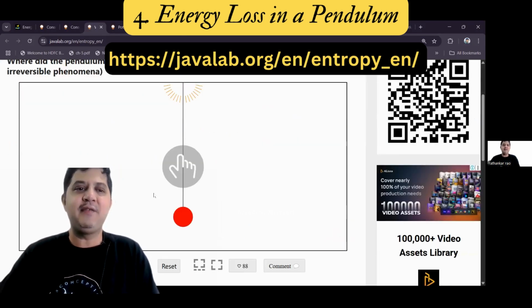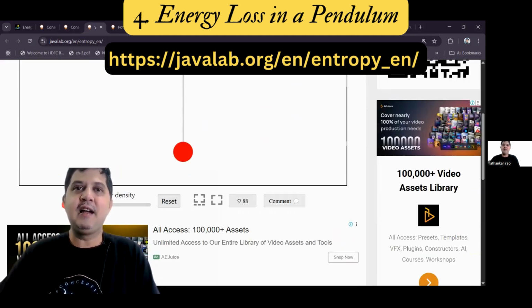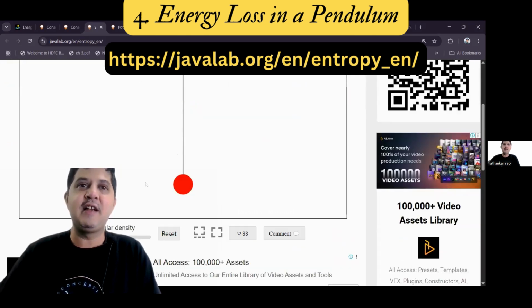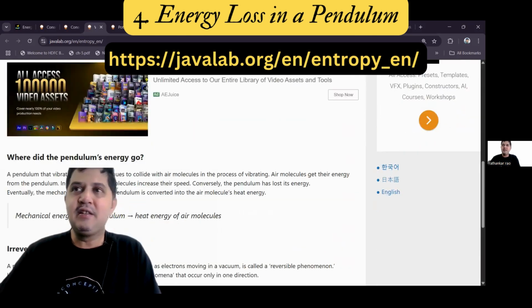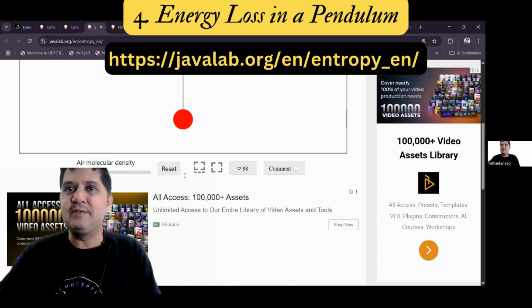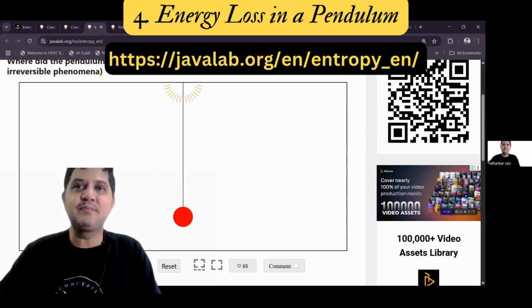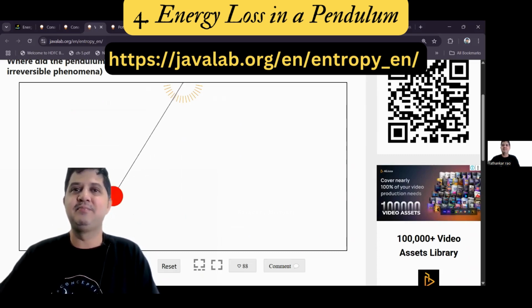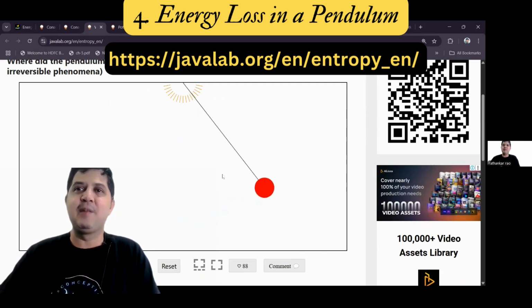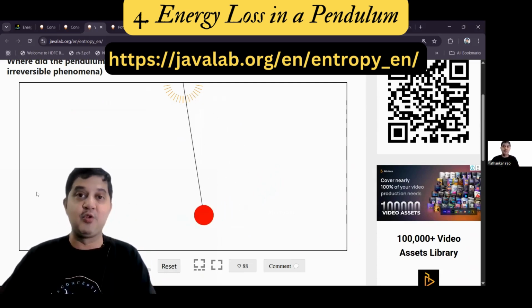So what we have here is a pendulum, and the air molecular density can be varied over here. Initially it is 0, and then I can hit reset over here. There is a run command... I couldn't see the run command over here. Okay, I can just pull this one here and leave it here. There's no run command. So automatically the pendulum starts moving up and down, to and fro motion, see?